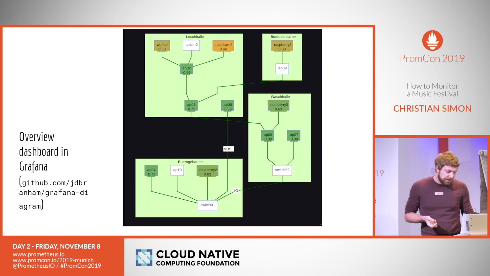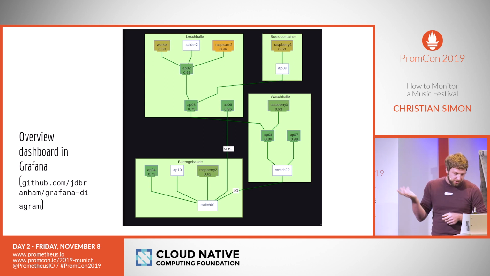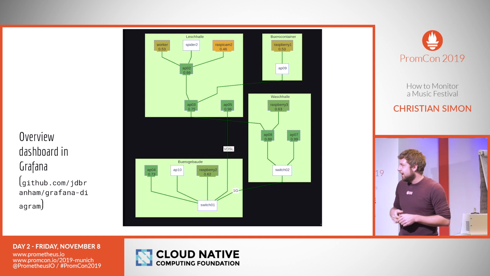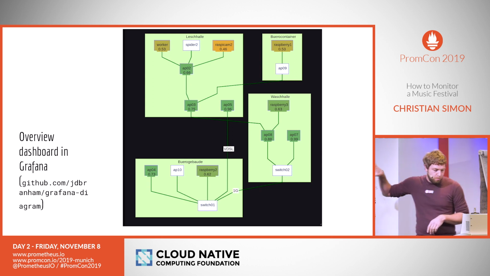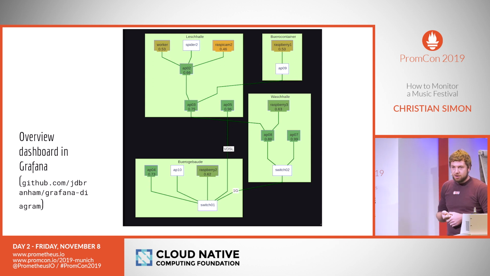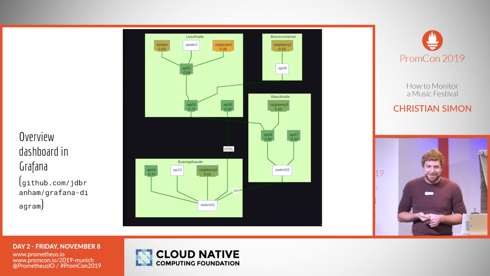A nice thing I just wanted to show: it was just 2 weeks ago, the festival, and I discovered the Grafana diagram plugin. You can use Mermaid, which is a JS graphing library, and you can color it based on Prometheus metrics. I found that quite interesting and it was set up in no time.